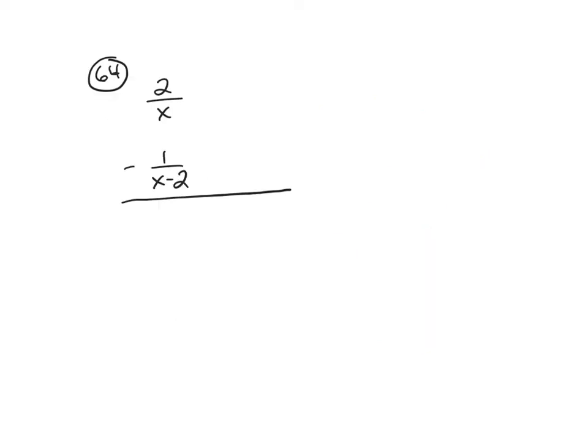Here's another example. This is number 64 from the book. 2 over x subtract 1 over x minus 2. The very first thing I have to do is get a common denominator. Now, I see I have an x minus 2 on the bottom, but I cannot just add a minus 2 on the top because I'm not multiplying it by anything. I would just be subtracting 2, and I cannot do that.